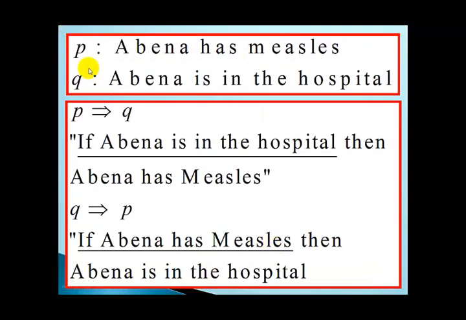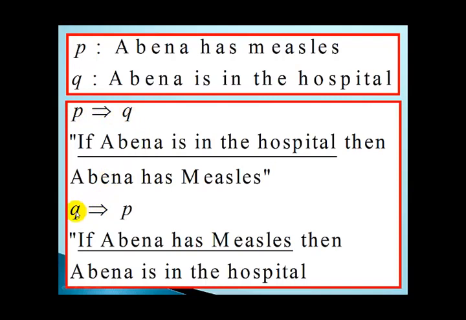Now let's consider these two statements. Abena has measles, that's statement P. Statement Q, Abena is in the hospital. P implies Q means that Q is true only if P is true. Statement Q says Abena is in the hospital, so it means that if Abena is in the hospital, then Abena has measles. That is P implies Q.